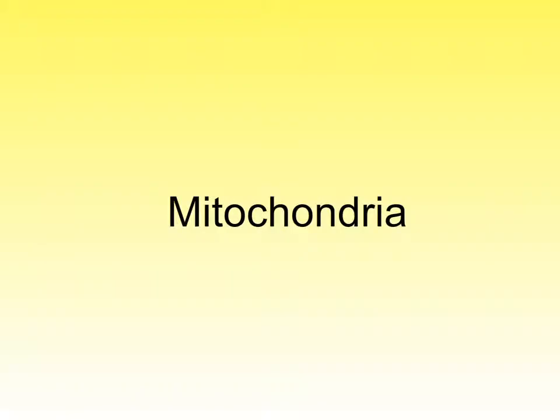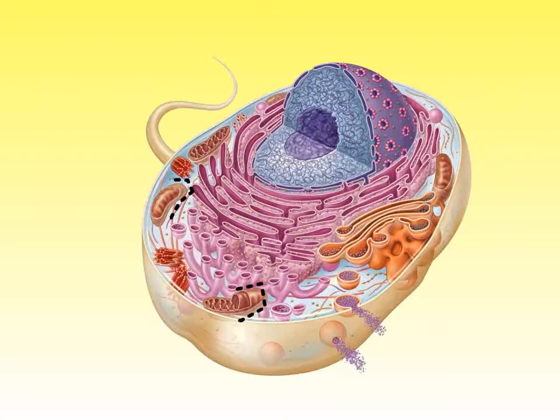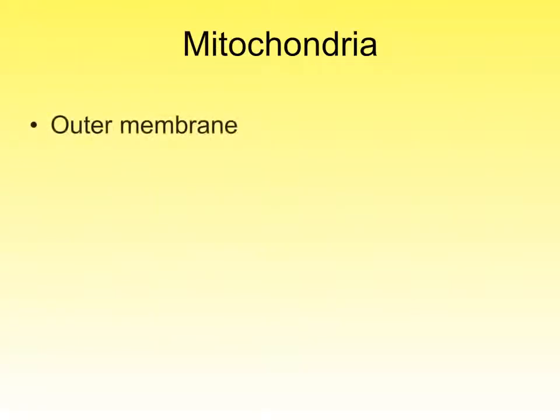Mitochondria are the site of aerobic respiration, an oxygen-requiring process that converts chemical energy to ATP. Mitochondria are found in all eukaryotic cells. Here are the mitochondria. A single one is called a mitochondrion. Mitochondria are easy to spot.